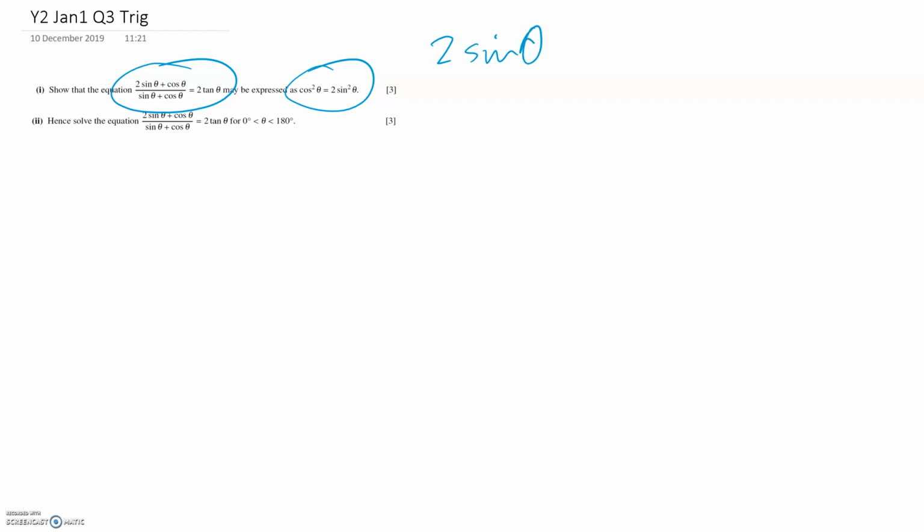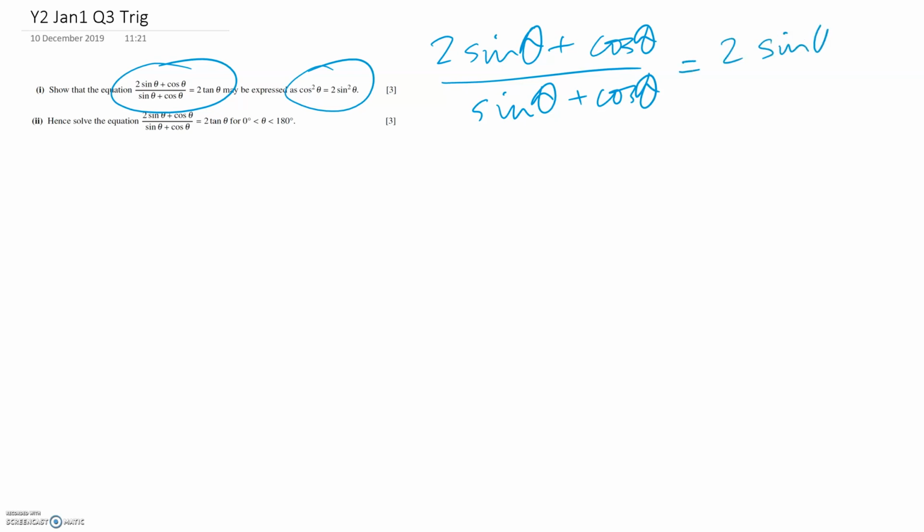So (2 sine theta plus cos theta) over (sine theta plus cos theta) equals 2 tan theta, but we might as well write tan as sine over cos, since I think that's going to be useful in a minute. I mean, we can see we want to get it all to be sines and cosines. We don't want any tans in our answer.